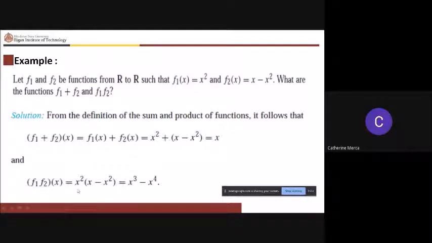Then, when you multiply x squared times the quantity x minus x squared, that becomes x cubed. What do you do with exponent? You add, di ba? So then x squared times x squared, you will have x to the fourth. So the product of f1 and f2 is x cubed minus x to the fourth. So that's for addition and multiplication of functions.